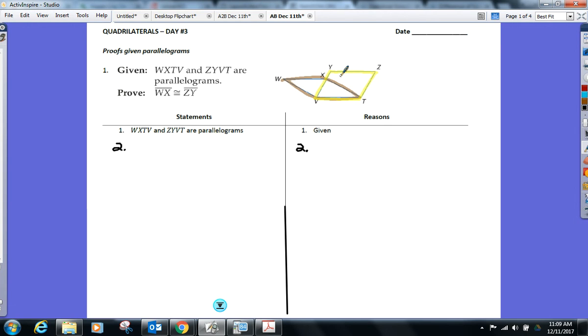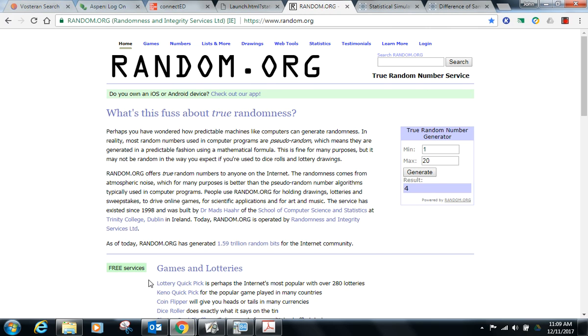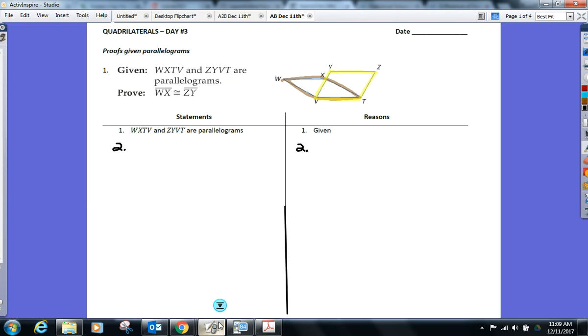Need to know your properties. Can you give me any fact about WX? Can you give me any fact about ZY right now? I'll take either side. Okay, not a two-step proof. They're not congruent because they're in two different parallelograms. Can you give me any fact about WX or about ZY? Let's get the show on the road. 11, anything you can say?